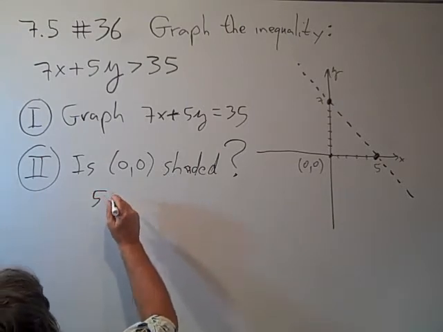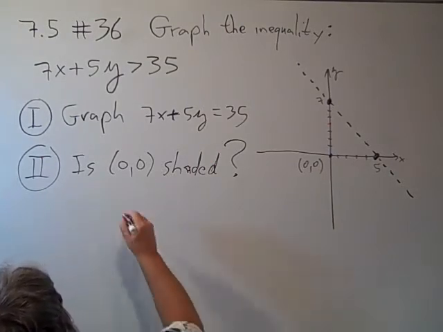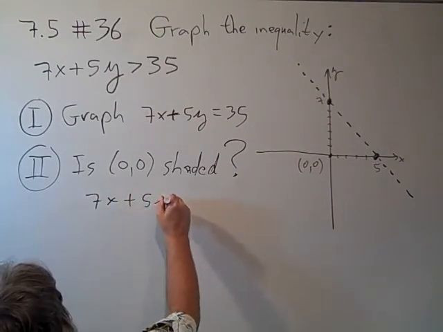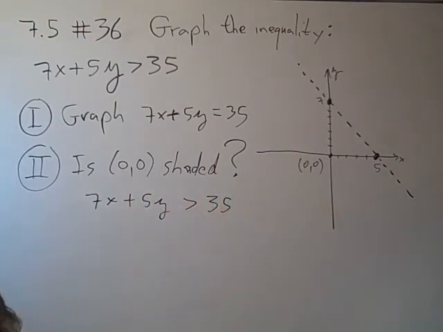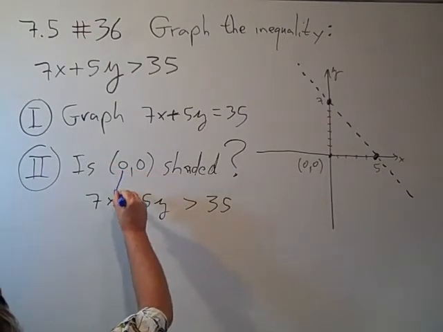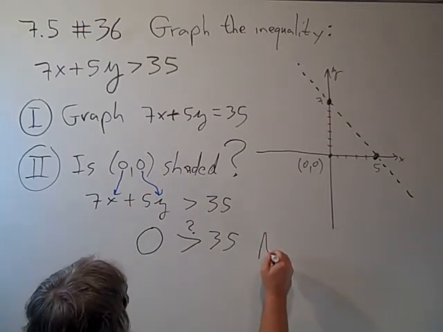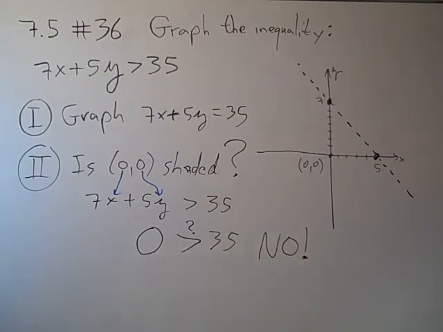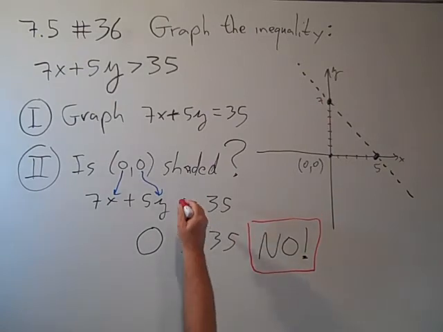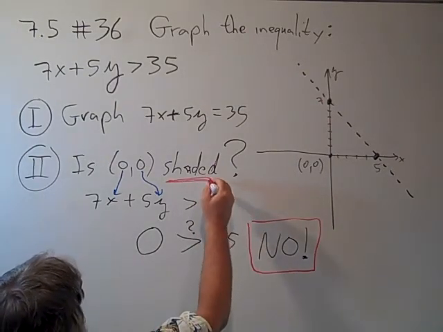And to answer that, we go to the original inequality, 7x plus 5y larger than 35. And we simply substitute x into x and y into y. We could do this for any point, not just the origin. But the origin is easiest, because this side is just 0 then. And we wonder, is 0 bigger than 35? And the answer to that is no. 0 is smaller than 35, not bigger than 35. And so that's the answer to the question, is the origin shaded?